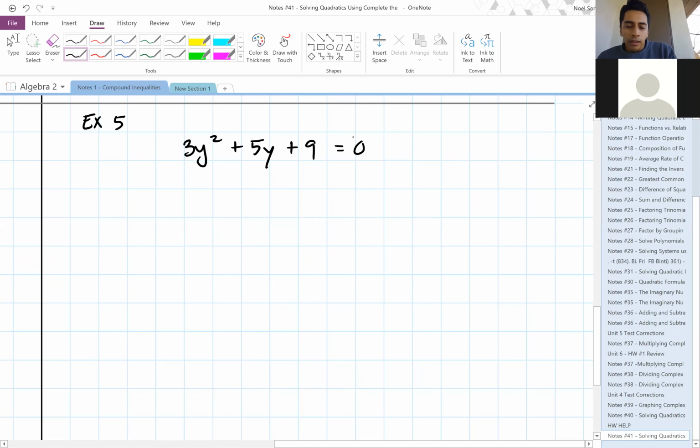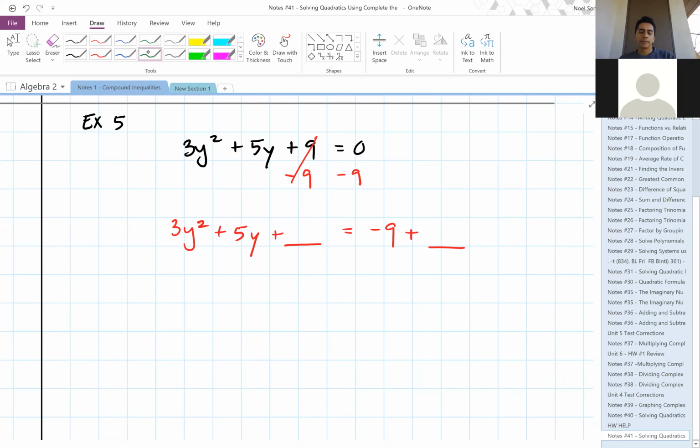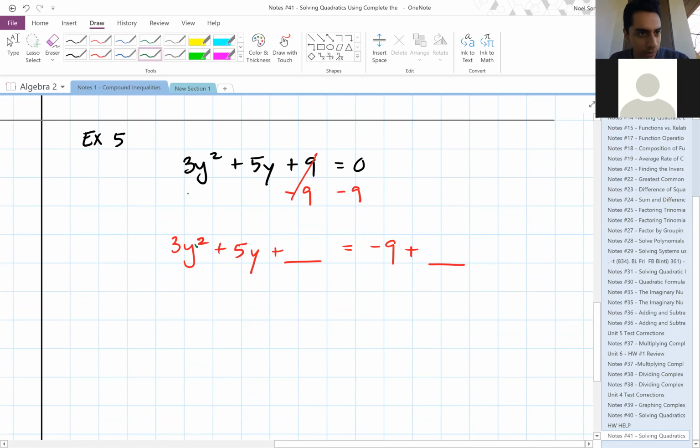Okay. All right, so first thing here, stick with the steps. You want to go ahead and move the c. So subtract 9 from both sides. Cancels out for you. So you're left with 3y squared plus 5y plus a space, because we're going to add something there eventually, is equal to negative 9 plus a space. Okay, so we'll get there. What comes next? You need to go ahead and divide everything through by the leading value. In this case, the leading value is 3. So you have to divide everything by 3.